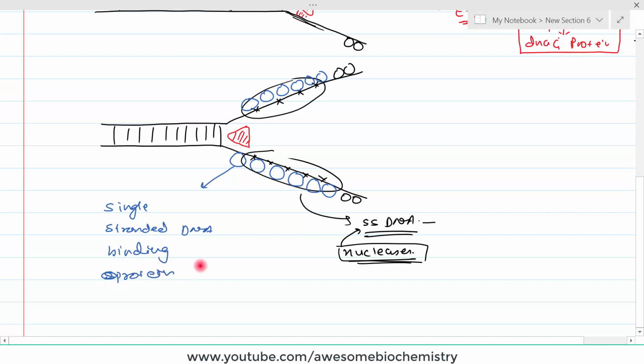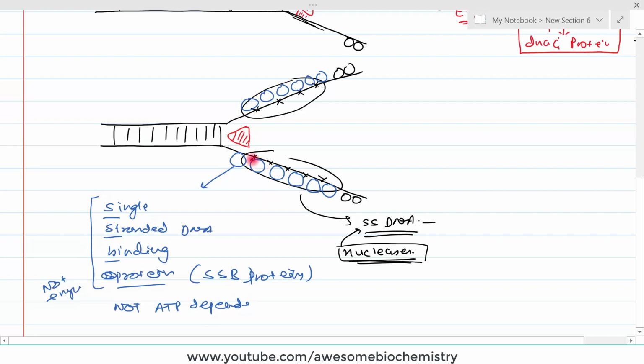Proteins. Its short form is SSB proteins, so single stranded binding proteins. These are not enzymes, and their action is also not ATP dependent. Their simple function is that they bind with the single stranded DNA.